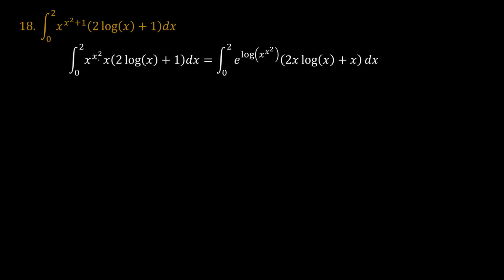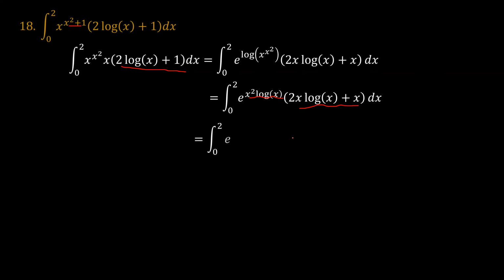Problem 18, which is the integral from x equals 0 to 2 of x to the power x squared plus 1 times twice natural logarithm of x plus 1. One thing you could do is you can separate this a little bit. So we have x to the power x squared times x here times 2 log x plus 1. And as you can see, this can also be expressed as e to the power log x to the power x squared. And then we multiply x across, so we have 2x log x plus 1. And what we see here essentially is we have e to the power x squared log x times 2x log x plus 1. And so this here is the same as the derivative of this power here, right?